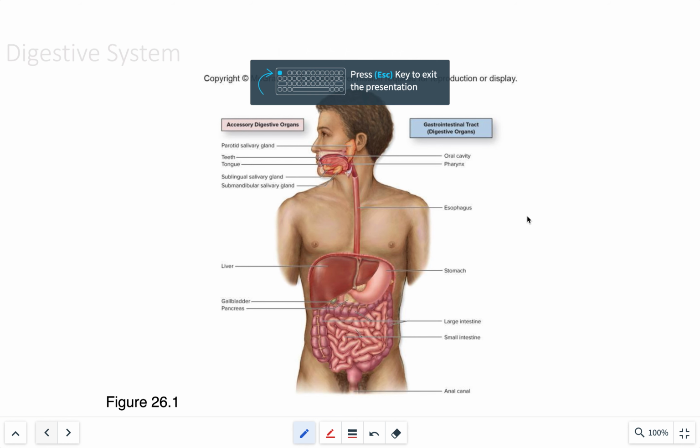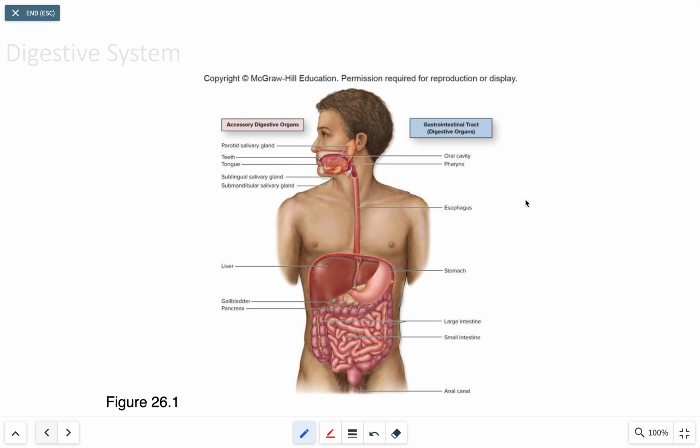Today's lecture will be on the structure and function of the digestive system. So the function of the digestive system is first the ingestion, usually occurring in the oral cavity. It's the first process of digestion and absorption. Then we have digestion itself.